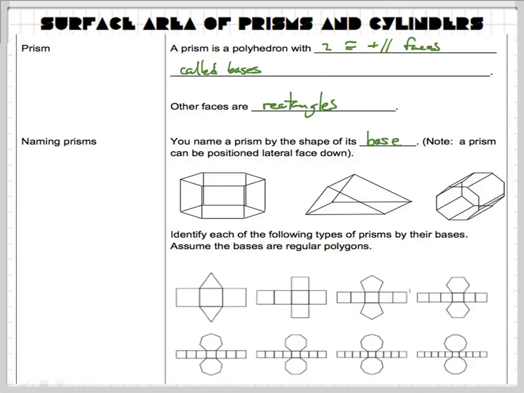Let's highlight some of the bases here. This is a base right here, and this is a base right here. This is called a hexagonal prism.